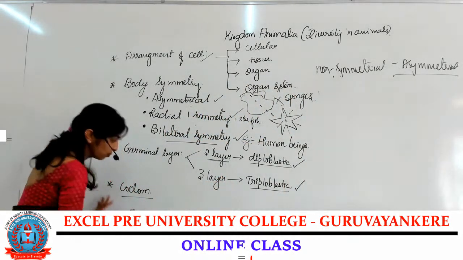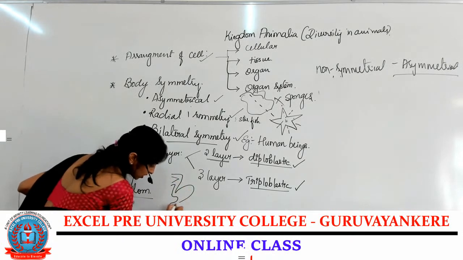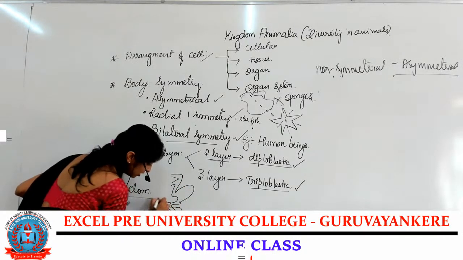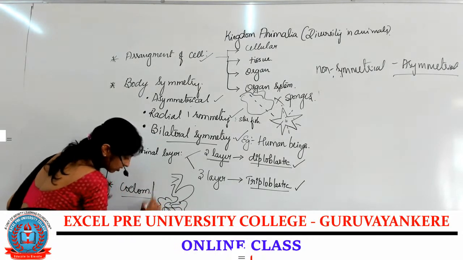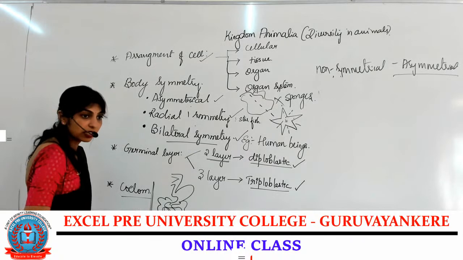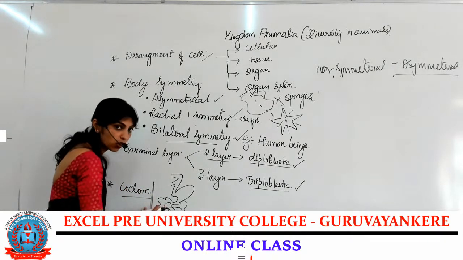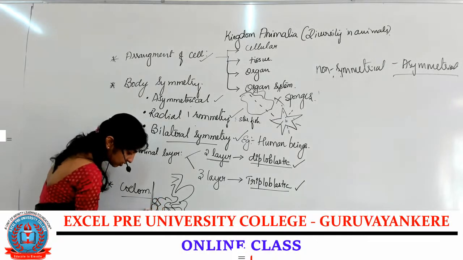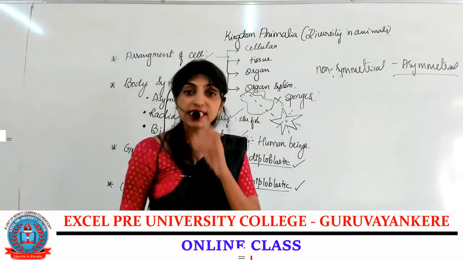coelom. This is our alimentary canal, a digestive system. This is our body wall. Between the body wall and the gut wall, there is a cavity present. That cavity is called the coelom.